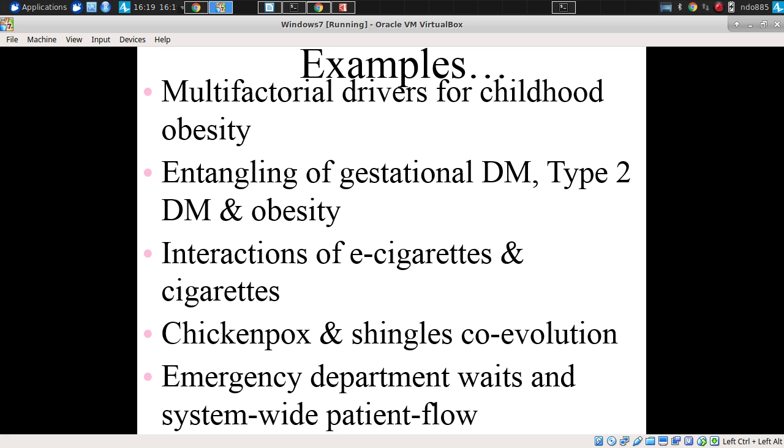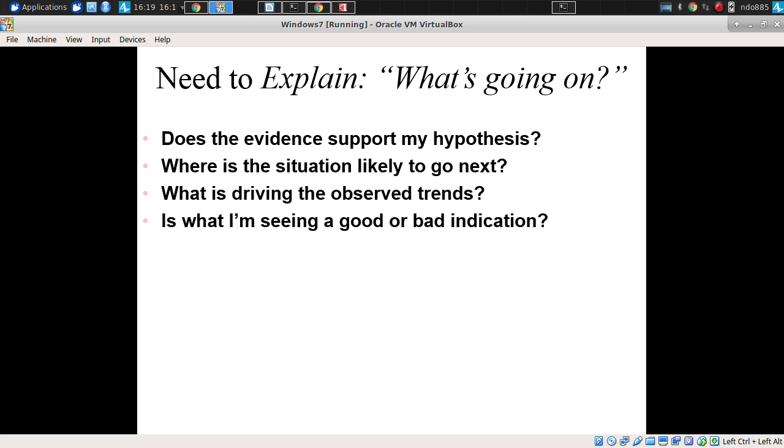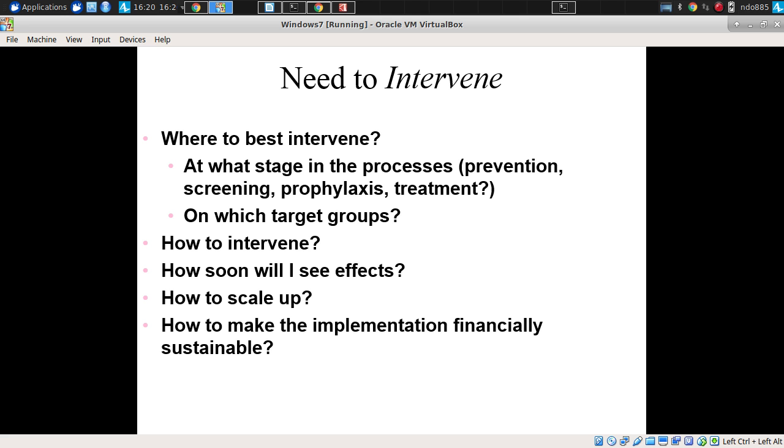Now, there are many areas where these factors obtain. Some of the biggest challenges they pose are to ask: what's going on? To what degree does the evidence involved support my hypothesis? Where's the situation likely to go next? What's driving these current trends? Sometimes, as in rising reported cases of communicable disease, it may not even be obvious if rising cases are a good sign, that we're identifying them quicker because our surveillance is more effective, or a bad sign, that there's rising incidence.